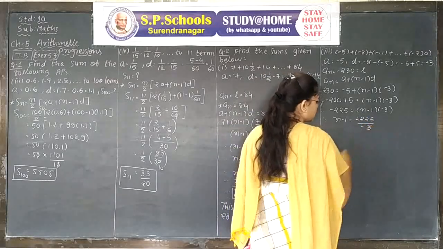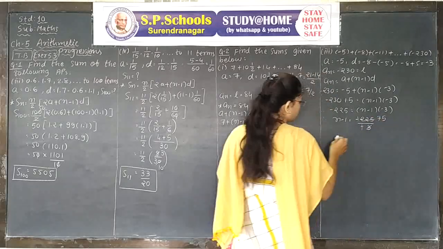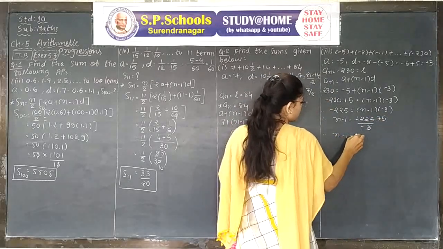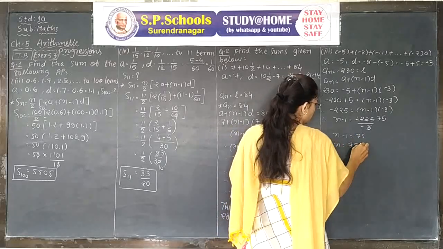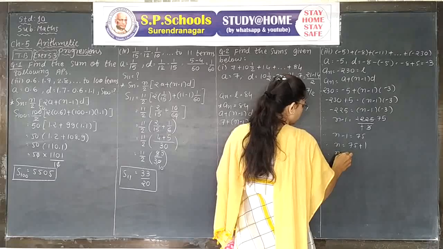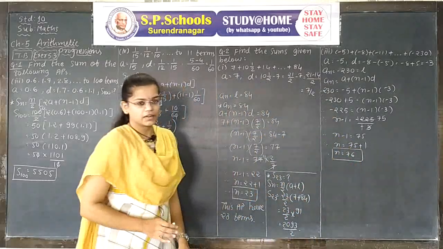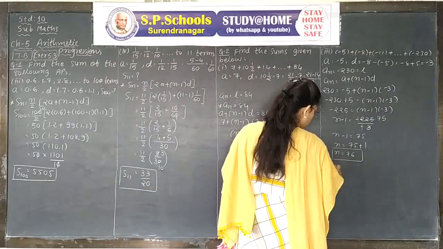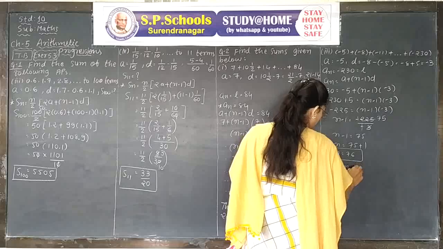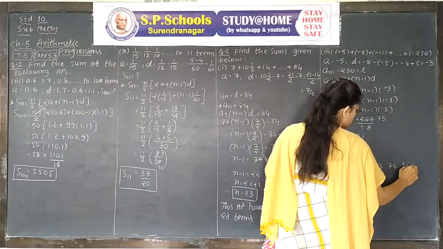Now minus minus is cut here. 3 sevens are 21 and 3 fives are 15. That's why n minus 1 is equal to 75. Therefore, n is equal to 75 plus 1, and n is equal to 76. Here n is equal to 76, which represents that the finite AP contains 76 terms. Therefore, the given AP has 76 terms.